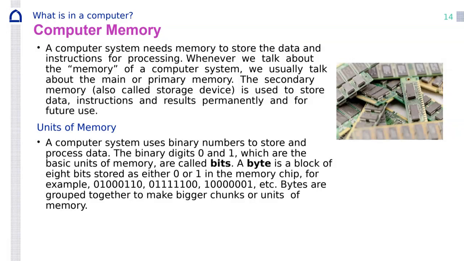A bit can be only 0 or 1. It cannot be 2 or 5 or 6. Only 0 or 1. On or off. Very good. That's a good way to think about it. Byte: when you group 8 bits together, it's called a byte. Why do we group them? To make bigger chunks or units, and it's easy to read them.